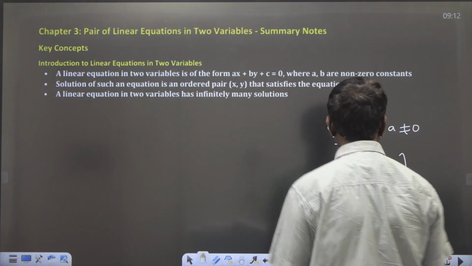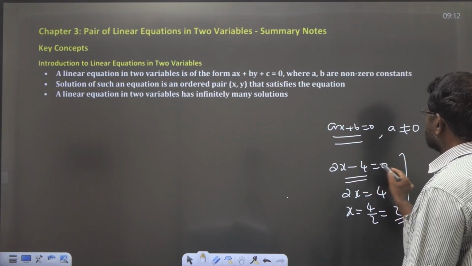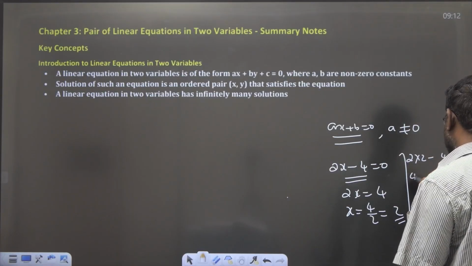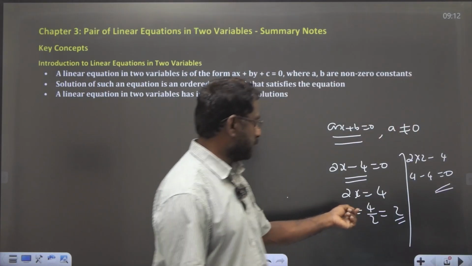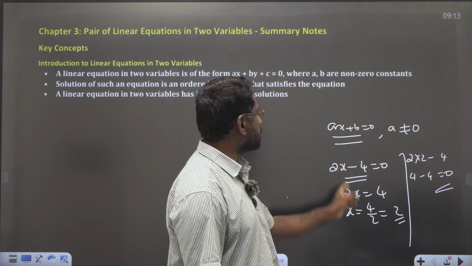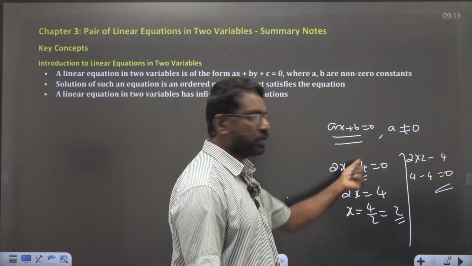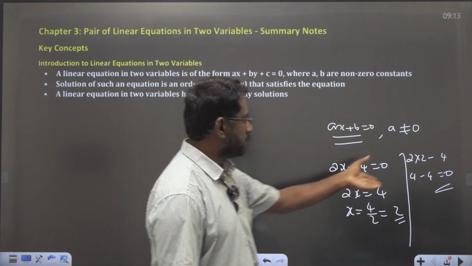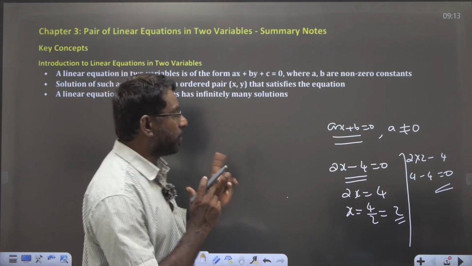The verification means, x equal to 2, if we substitute 2 for x in the given equation, that is 2 into 2 minus 4, that is 4 minus 4, it is equal to 0. If 2 is a solution of this equation, then this value satisfies this equation, that is 2 into 2 minus 4, that is 4 minus 4 equal to 0. This is called the solution of a linear equation in one variable.